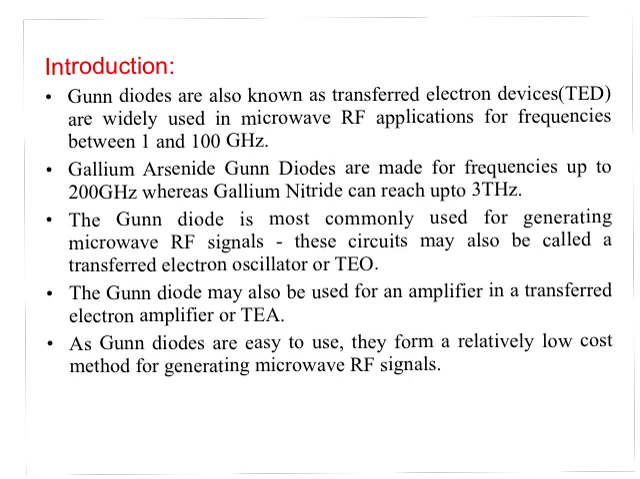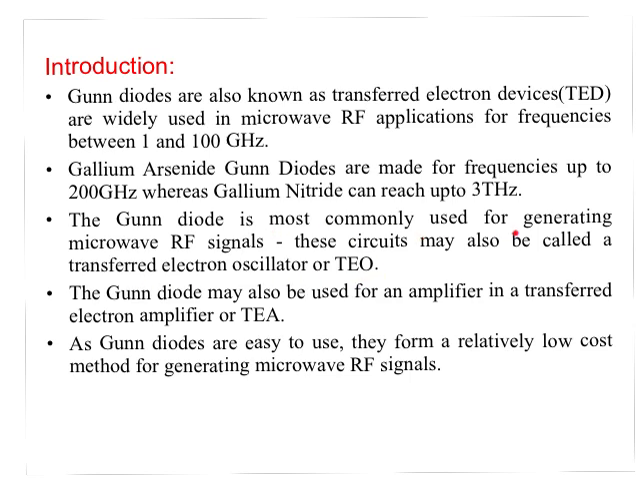The Gunn diodes may be made of gallium arsenide, or of gallium nitride. When the Gunn diode is made of gallium arsenide, it is used for frequencies up to 200 gigahertz. When it is made of gallium nitride, it is used up to a frequency of 3 terahertz. The Gunn diode is most commonly used for generating microwave radio frequency signals, and these circuits can also be called transferred electron oscillator or TEO.